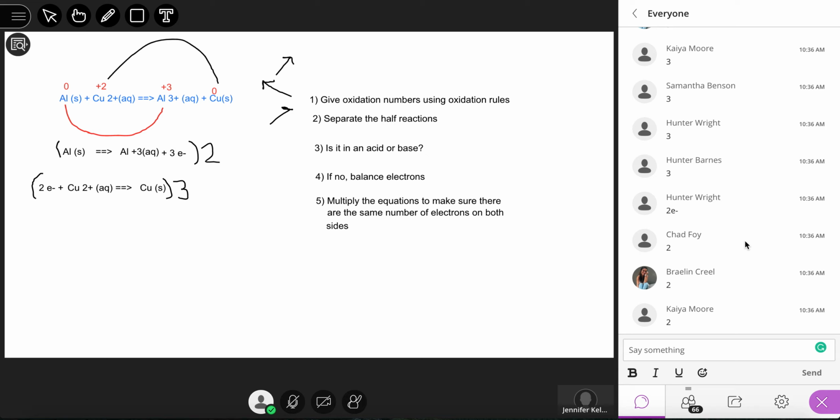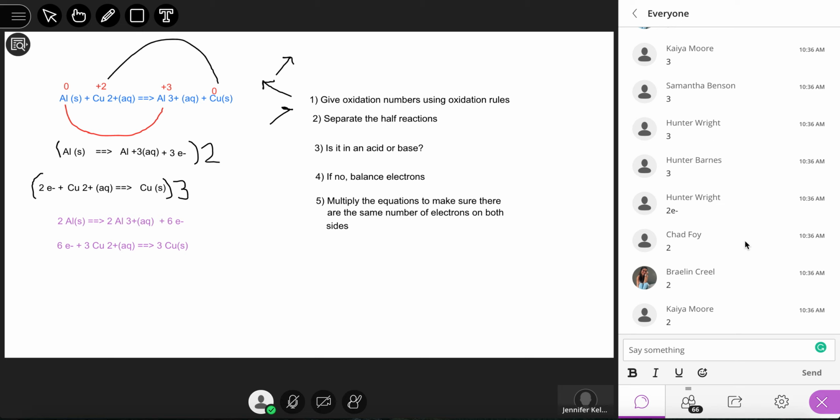We would get 2 aluminum solid, making 2 aluminum 3+ plus 6 electrons. And then for the copper one, we would get 6 electrons plus 3 copper 2+ aqueous makes 3 copper solid.